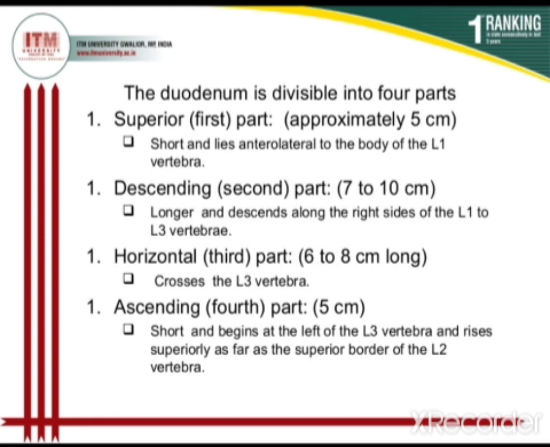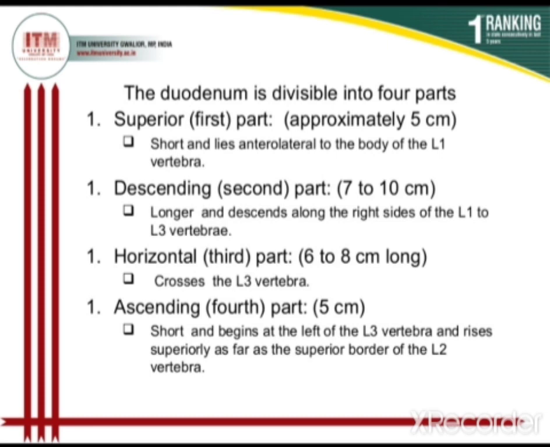Like the superior first part is present at the L1 vertebra, then the descending second part is present at L1 to L3 vertebrae. It is the longer one because it's 7 to 10 centimeters long, so it's present over the bigger area from L1, L2 and L3. Now the horizontal part crosses the L3 vertebra, and the ascending fourth part is 5 centimeters long, short, and begins at the left of the third lumbar vertebra and rises superiorly as far as the superior border of the L2 vertebra.